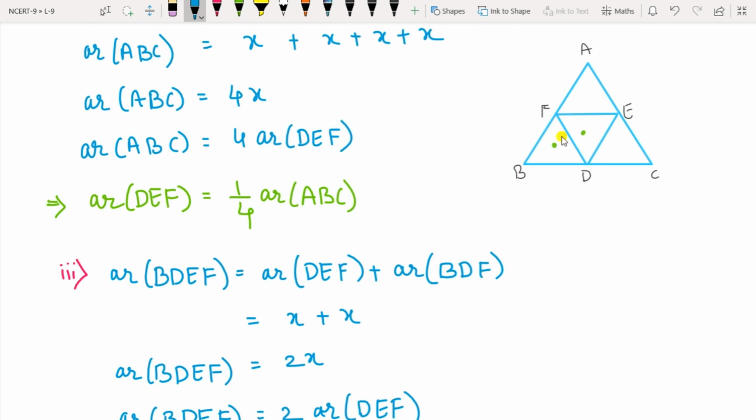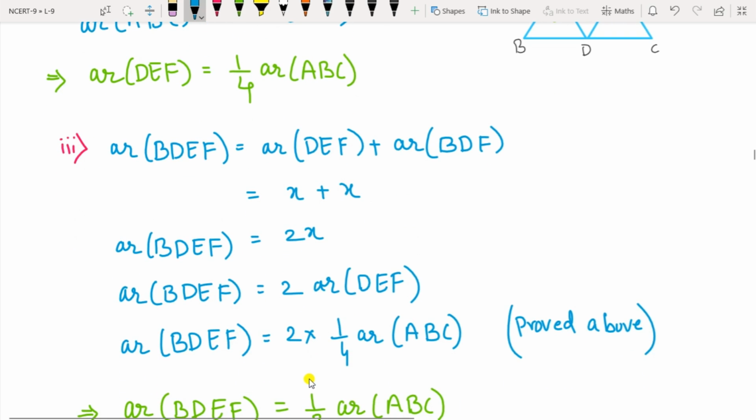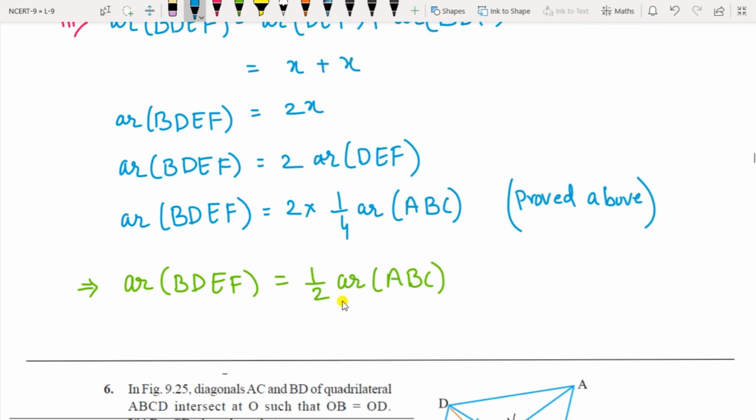Right? And then the third point you have to consider here, the parallelogram BDEF here. So the BDEF is addition of these two triangles. So it is x and x, that is 2x. Now in place of x here, you can substitute the triangle as DEF here, and DEF is 1/4 of ABC that we have proved above here. So substituting that value, on cancelling you will get BDEF is 1/2 of area of triangle ABC. That was the required expression.